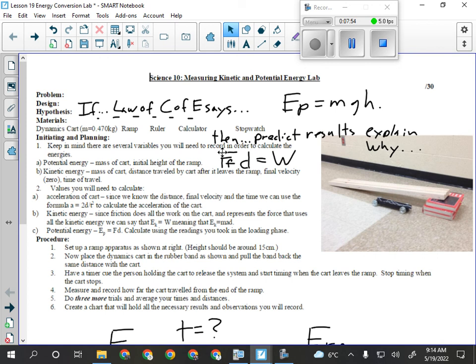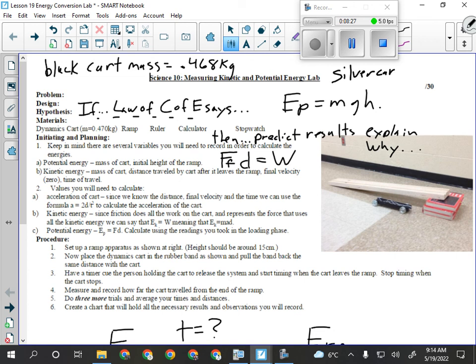And the black carts are all the same and have a mass of 0.468 kilograms. Okay. There are also silver carts. Silver carts go with silver ramps. I try to keep it simple. Okay. Silver carts are 500 grams. So 0.500 kilograms. Okay, so that's the number you need. Now you guys don't have to measure them because carts are all the same.